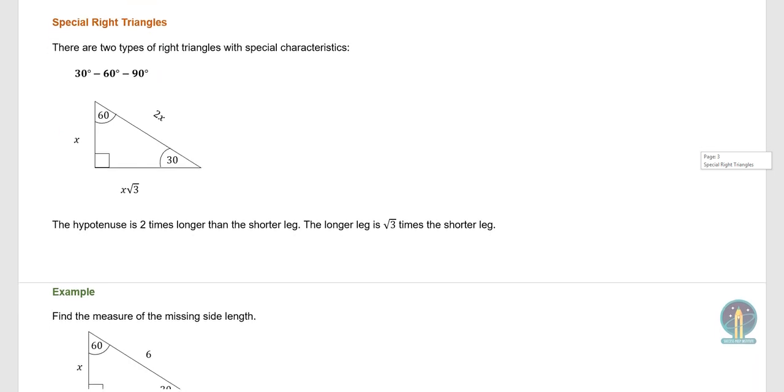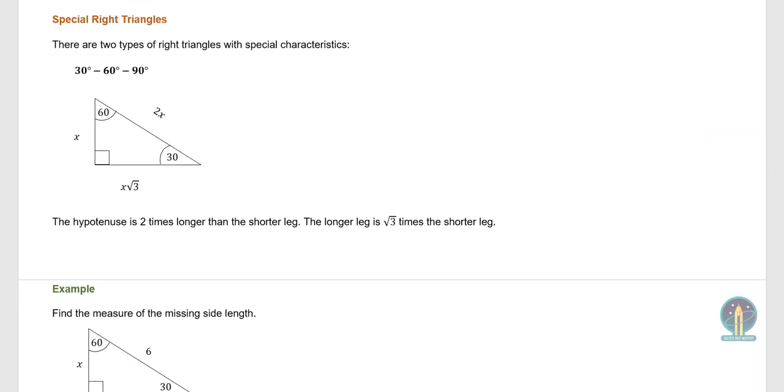We also have an interesting feature of the Pythagorean theorem having to do with special right triangles. And the special right triangles are the 30, 60, 90 and also the 45, 45, 90. Okay. So for the 30, 60, 90, again we have the right angle, and then we have the 60-degree angle and the 30-degree angle.